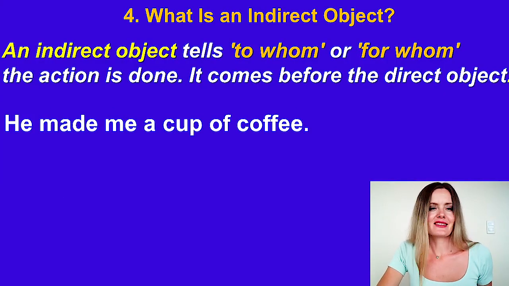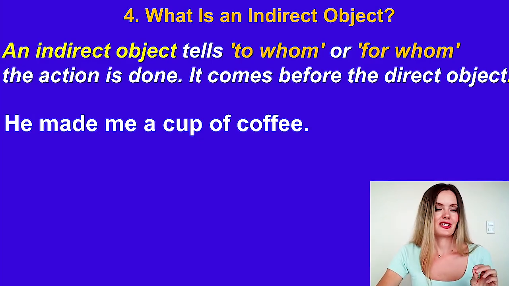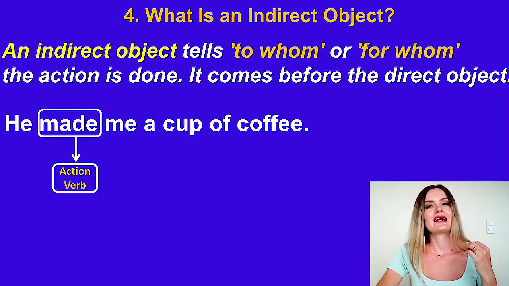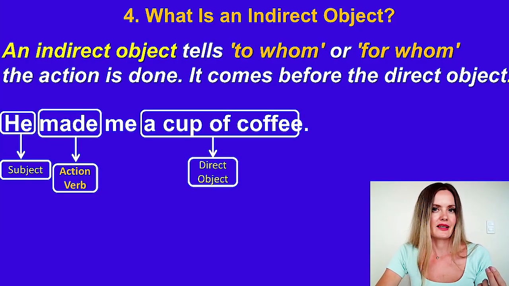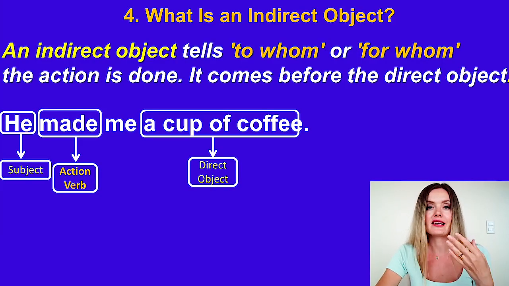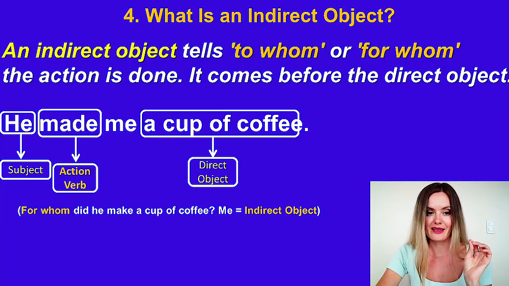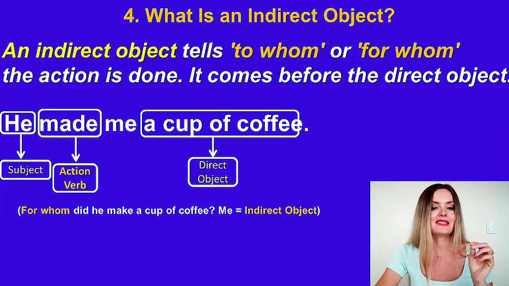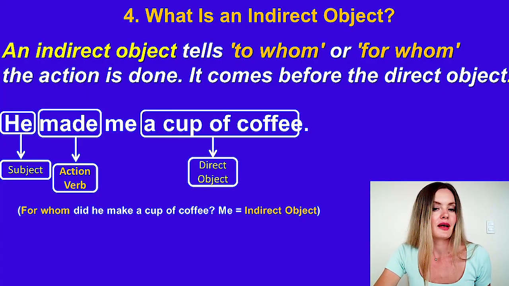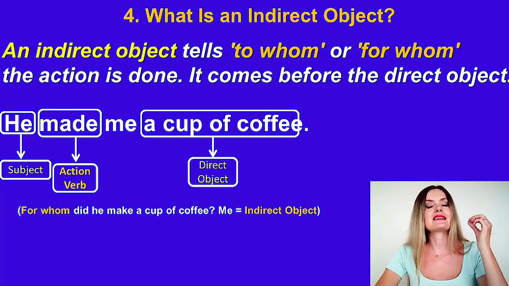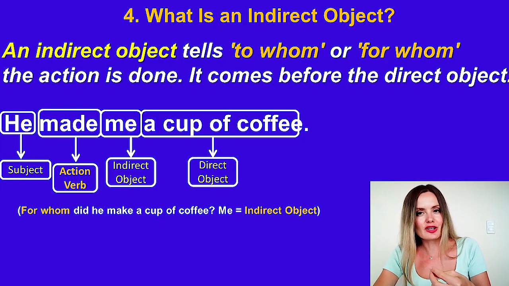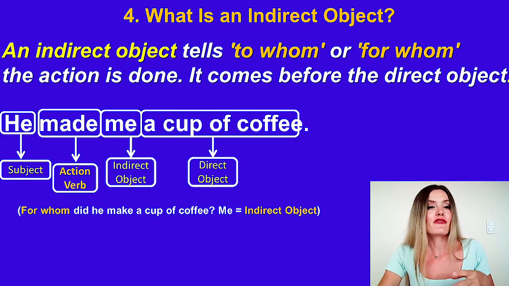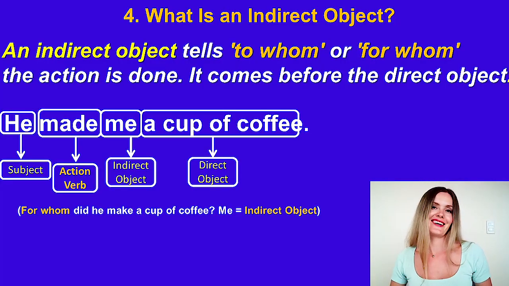Let's take a look at this example. He made me a cup of coffee. So made is an action verb. He is the subject. Then what did he make? A cup of coffee. It's a direct object. And then for whom did he make a cup of coffee? Me, for me. It's an indirect object. So me is an indirect object because it tells for whom the action is done.